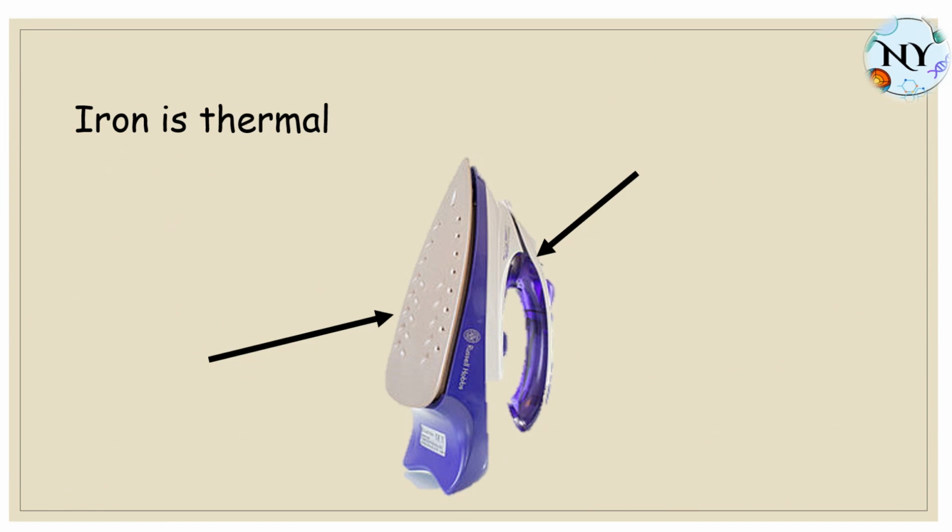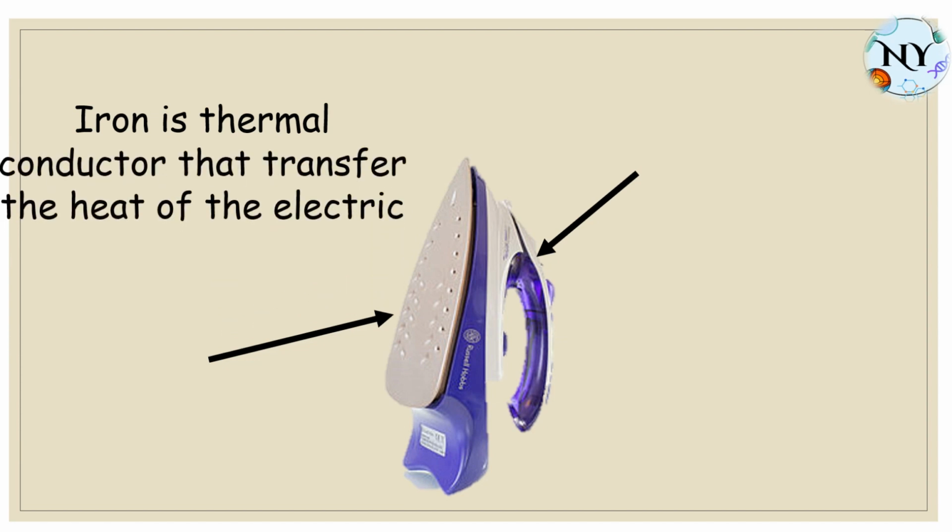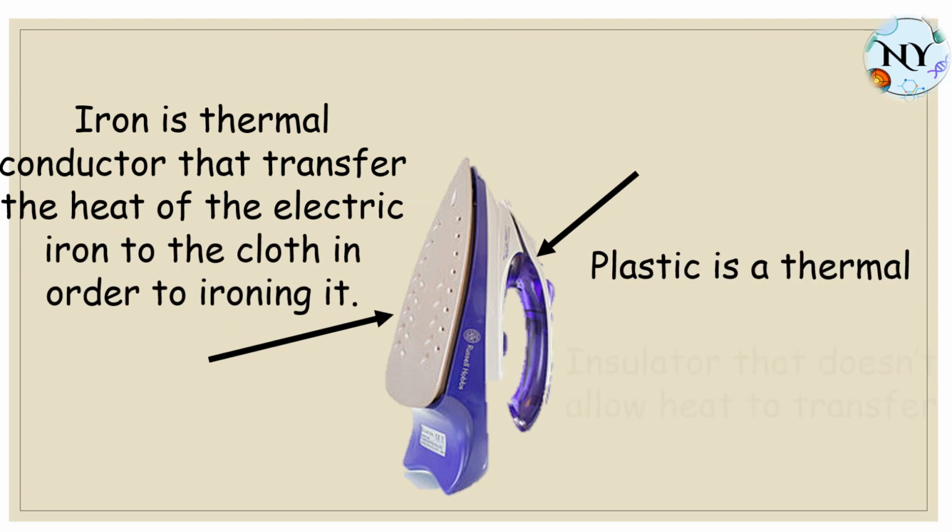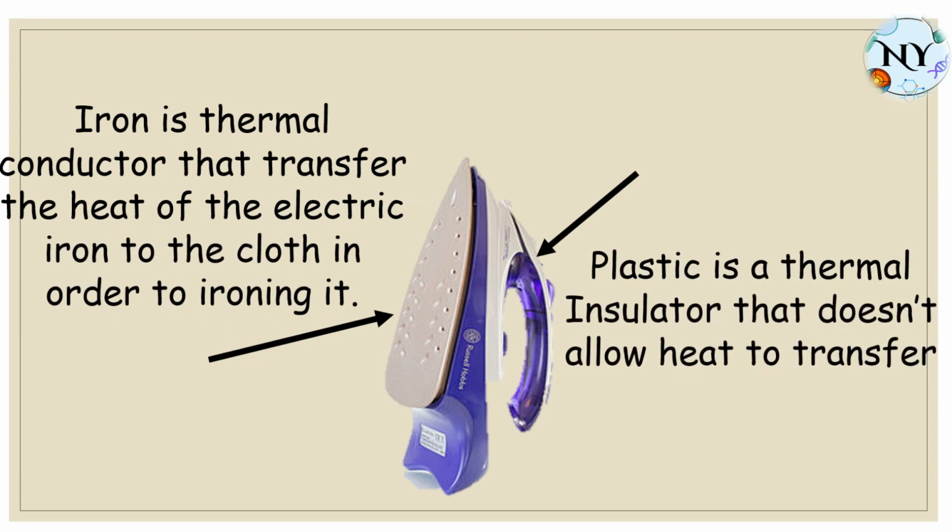What about this device? It's electric iron. Great job. We use it to make the clothes straight. So from the lower side, it's made from iron, which is heat conductor. It allows thermal energy or allows heat to transfer through. All right, that's great.